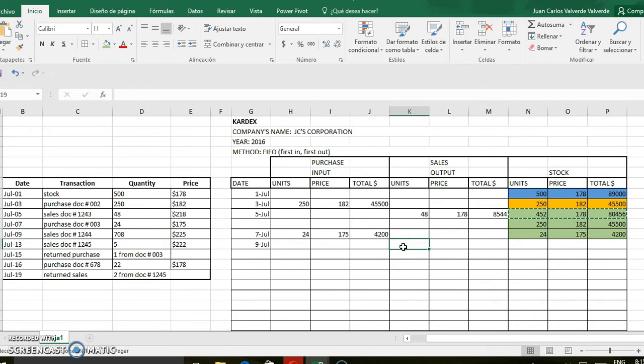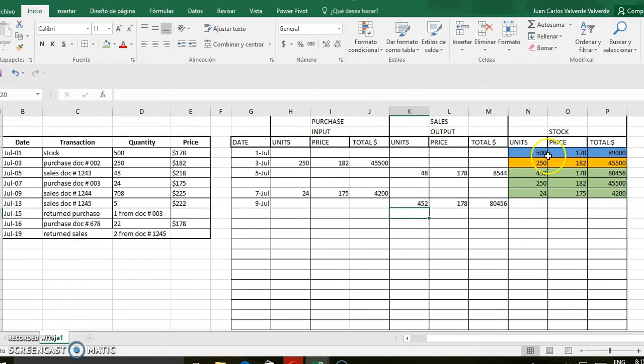These ones, 452 from the price of 178, and we got this 8456. The second ones that we need to start getting rid of is the second stock, 250, okay, and 182, and 45,500.